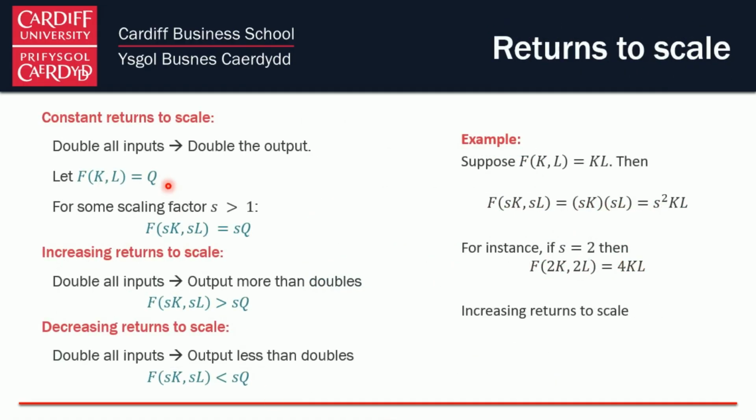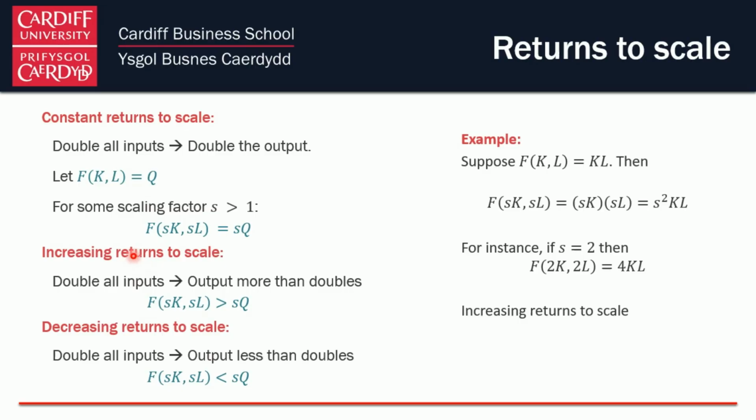The returns to scale, this is an important property of the production function, and the idea is very simple. If you double all the inputs, if you double all your capital and labor, what's going to happen to the output? Let's say you initially have K units of capital, L units of labor, and you produce Q units of output with that. Suppose you double all your inputs, so it becomes 2K, 2L. Question is, is this going to become 2Q, more than 2Q, or less than 2Q?